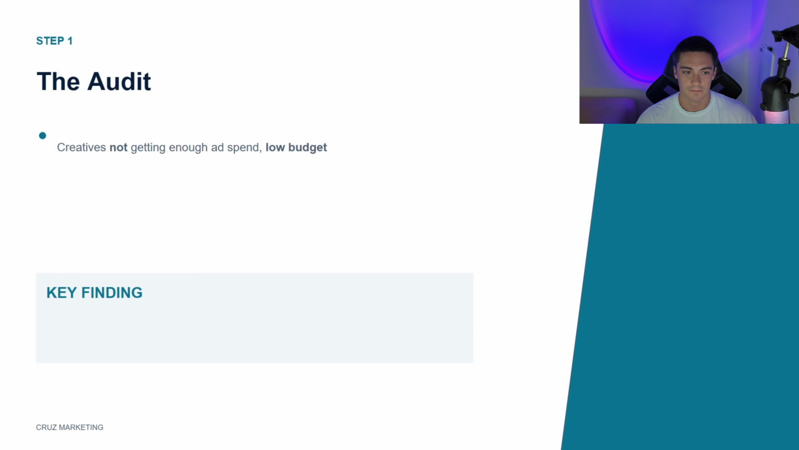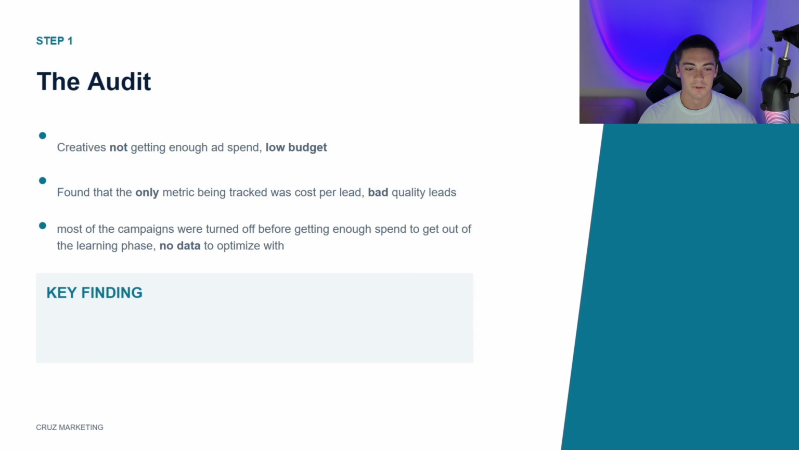Step 1, the audit. During the audit, we determined his creatives were not getting enough ad spend. He had very low budget on every single ad, so that was one thing that we noted to change. We also found that the only metric being tracked was his cost per lead. This led to bad quality leads as he had no lead filtering. We also found that most of the campaigns were turned off before they even got enough spend to get out of the learning phase. This gave no data to optimize his ads with.